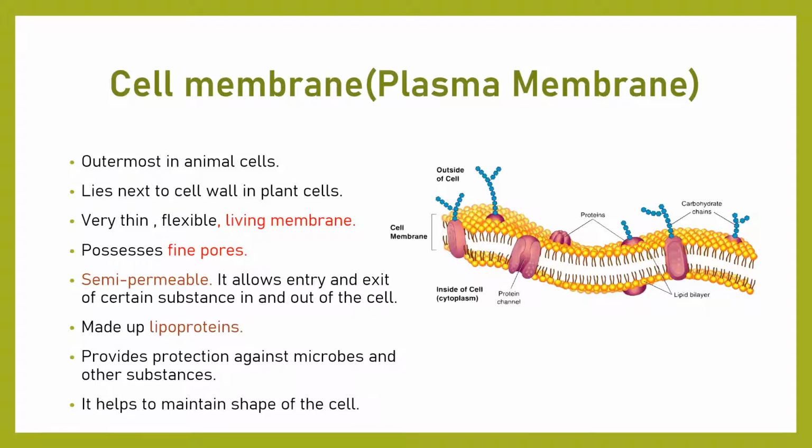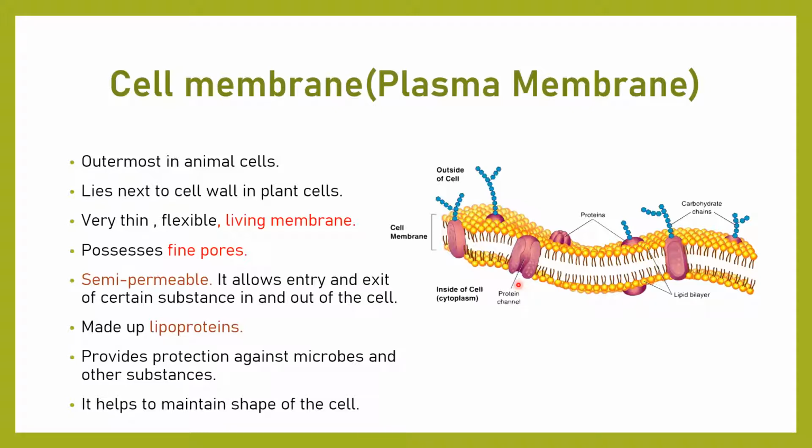Now, as you see in this picture, this plasma membrane is made up of a lipid bilayer. This is a lipid layer. It is bi because you can see the upper and the lower layer, lipid bilayer, and it has protein channels embedded in it, which facilitate the transfer of substances in and out through it. It also protects the cell against microbes and other substances. It also helps in maintaining the shape of the cell.